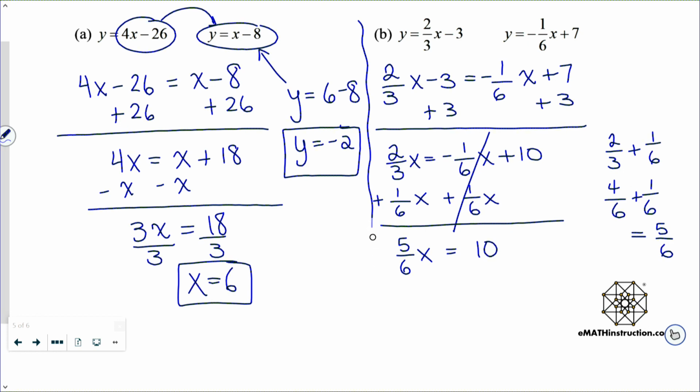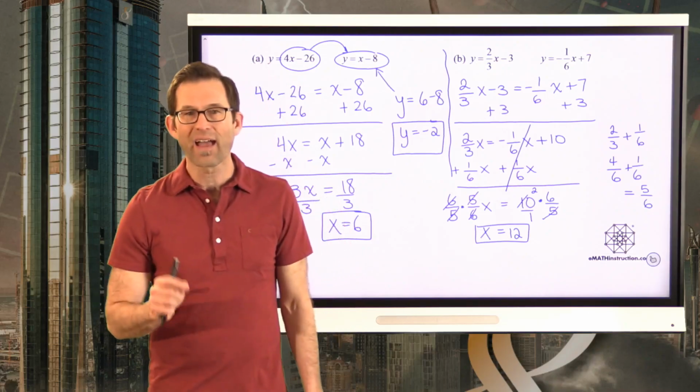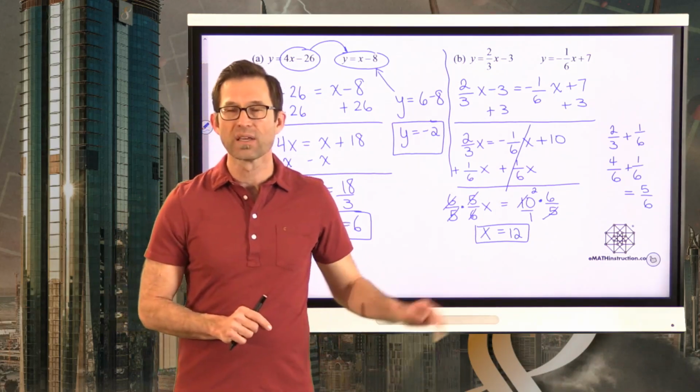Just like before, I'm now going to solve this by multiplying both sides by the reciprocal of that fraction, or 6/5. Again, if that's confusing, put that 10 over 1. 5 then cancels into 10 2 times. I have 2 times 6, which gives me x equals 12. Now that's the x-coordinate of the intersection, x equals 12.